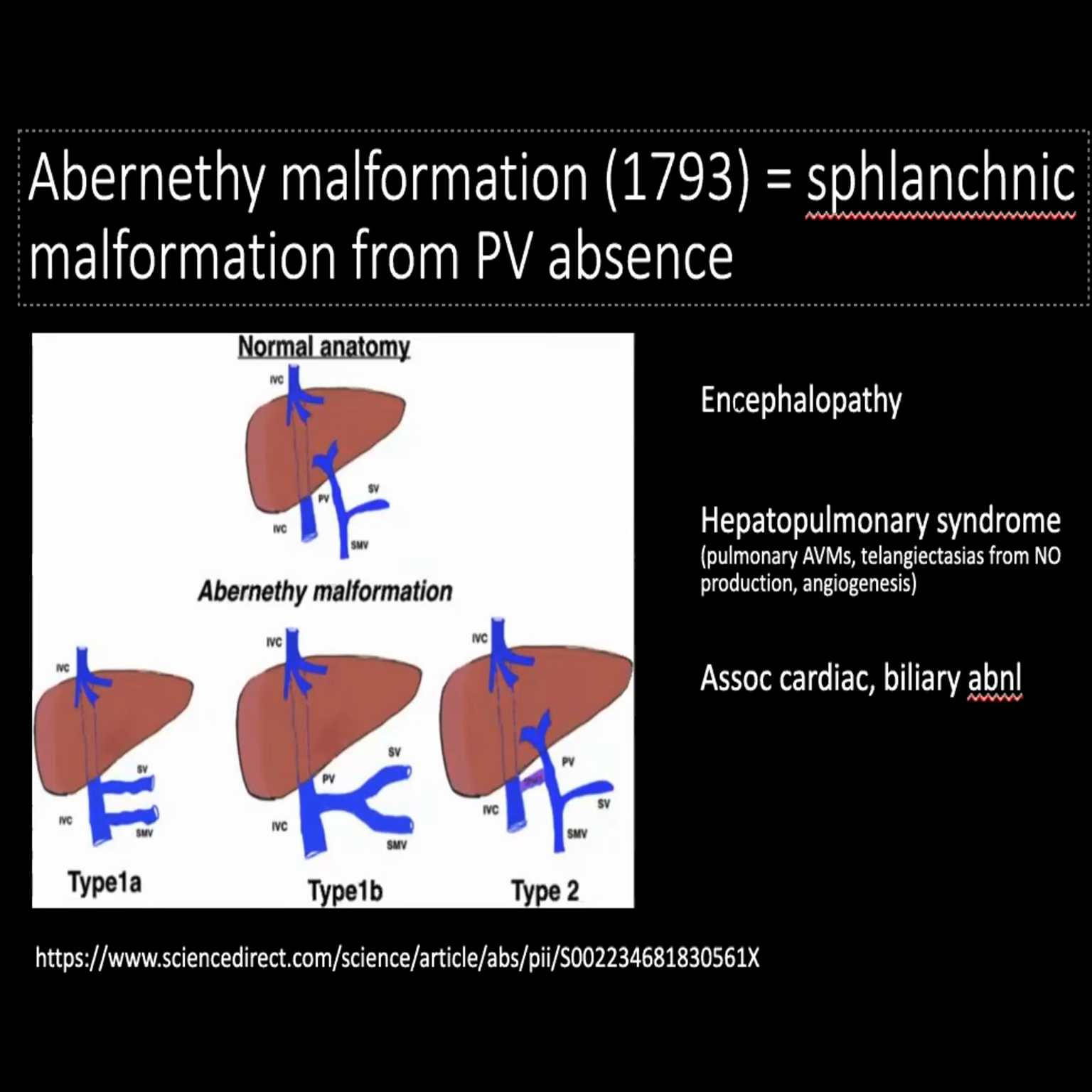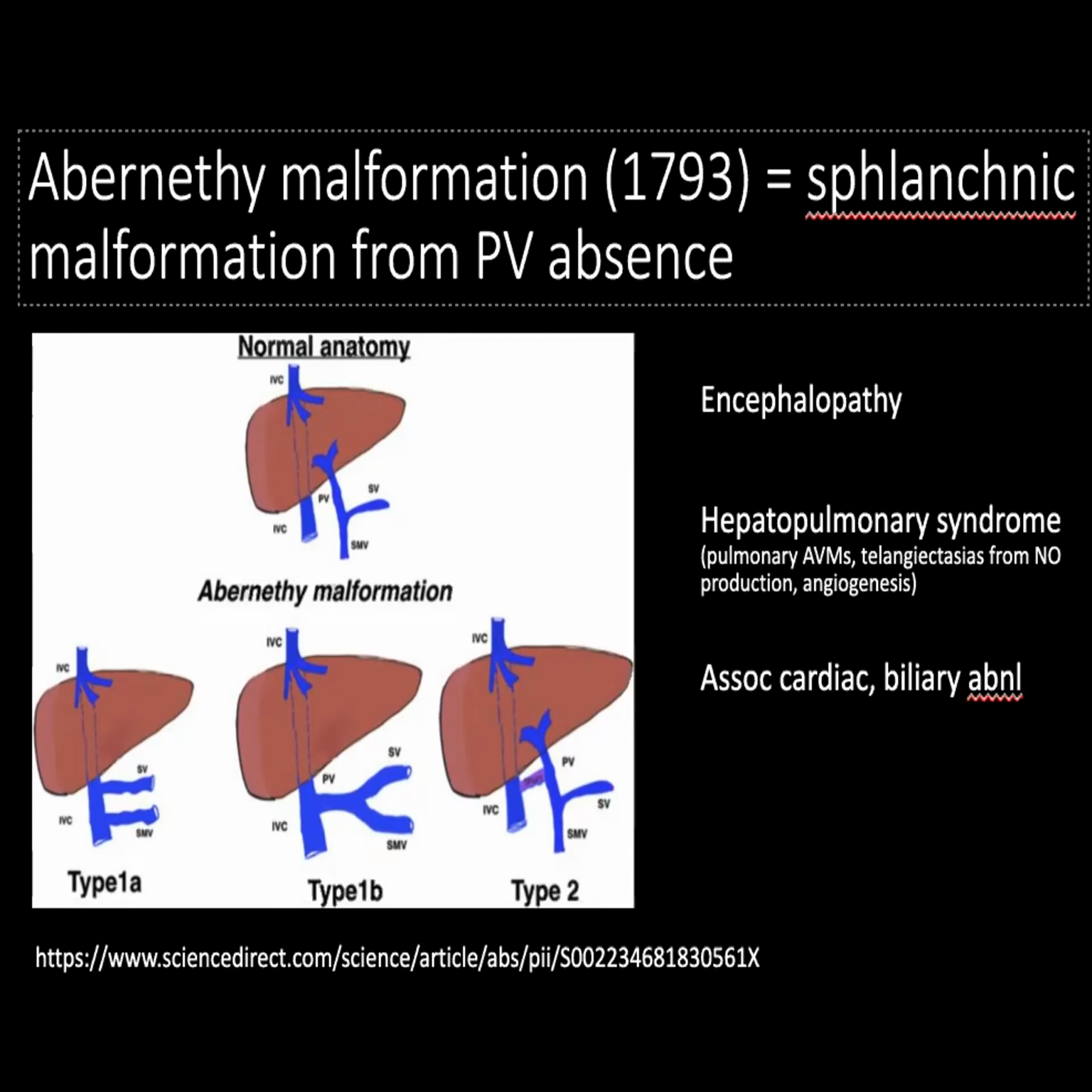So some of the things you can imagine, this can cause encephalopathy because you're draining your splanchnic circulation directly into the IVC. This can also cause hepatopulmonary syndrome. I kind of had to look up what this is, but about 20% of patients with cirrhosis actually develop hepatopulmonary syndrome. This is when the liver produces nitric oxide and other types of angiogenic factors that end up in the lungs, and that causes proliferation of AVMs and telangiectasias. And this really decreases your oxygen exchange and can cause a lot of pulmonary issues. And then some people with Abernethy malformation can also have associated cardiac and biliary abnormalities.